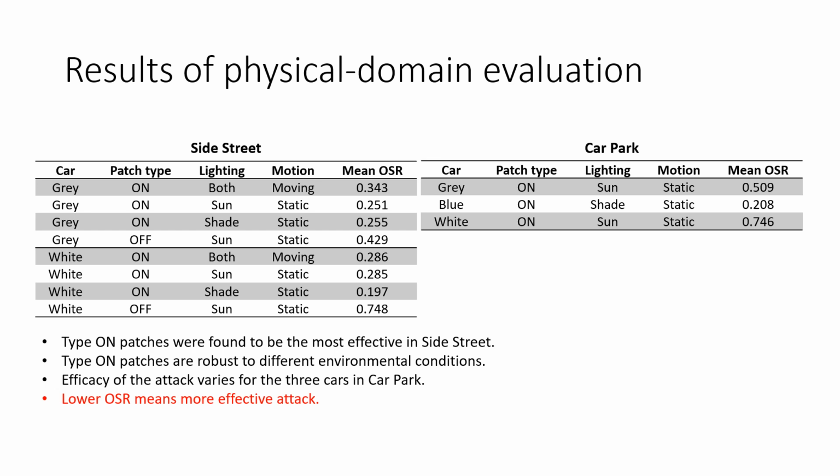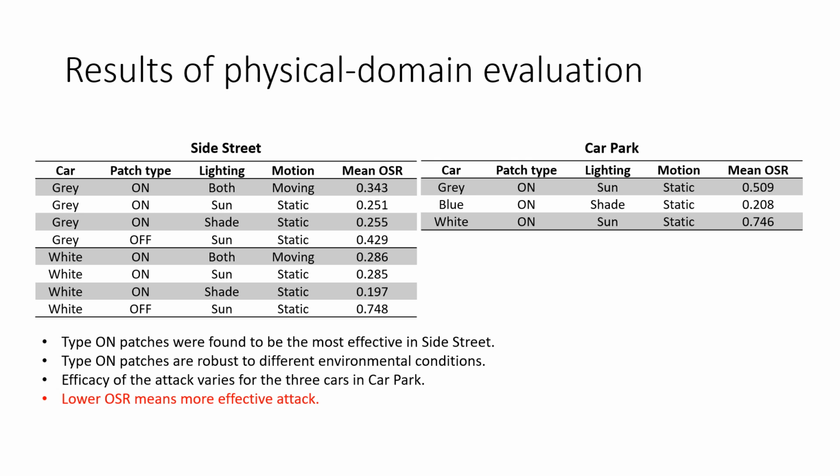The table here shows the general efficacy of our physical patches, or the significant reduction in objectness score between 25 to 75%. You can see that we tested our patches in different real-world scenarios. For example, we placed the cars in direct sunlight or under the shade, as well as kept the car still or moving. Here, Type 1 patches were found to be the most effective patch design in both scenes of attack. The results also show that Type 1 patches are reasonably robust in different environmental conditions in the side street scene.